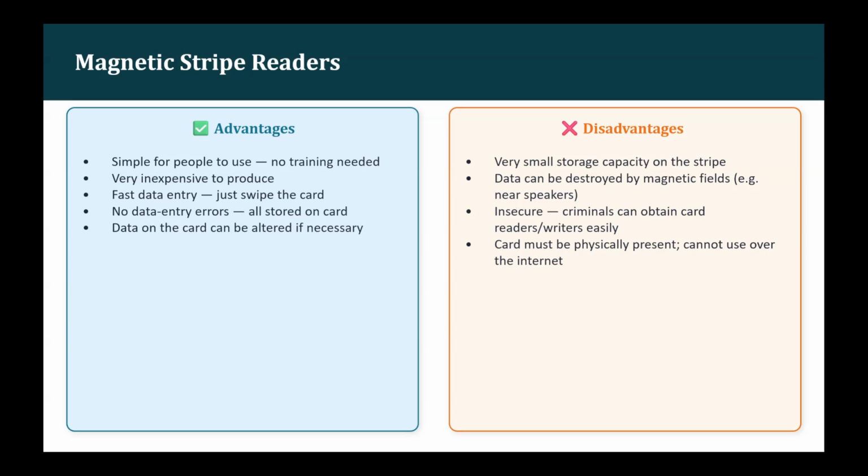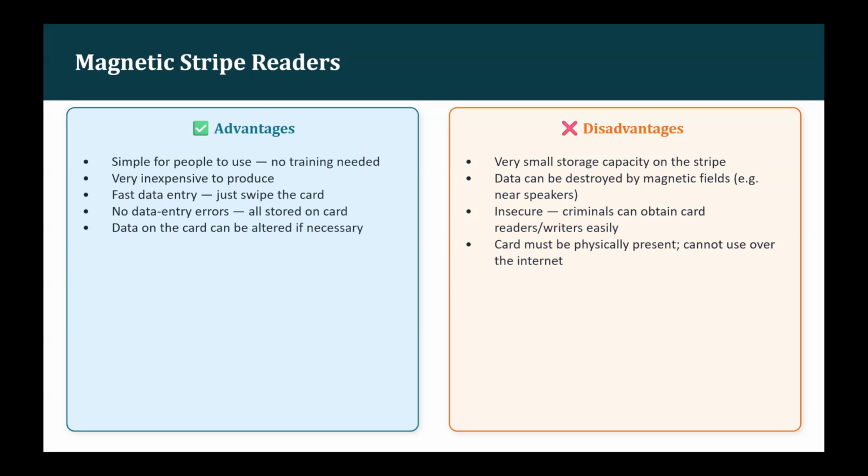The disadvantages would be very small storage capacity on the strip. Data can be destroyed by magnetic fields. Actually, a strong magnetic field can destroy the data inside it. Insecure, criminals can obtain card readers and writers easily. Card must be physically present, cannot use over the internet.